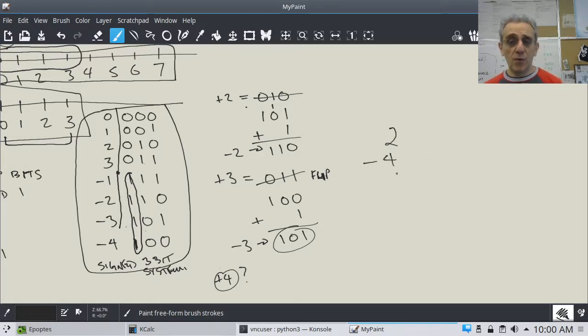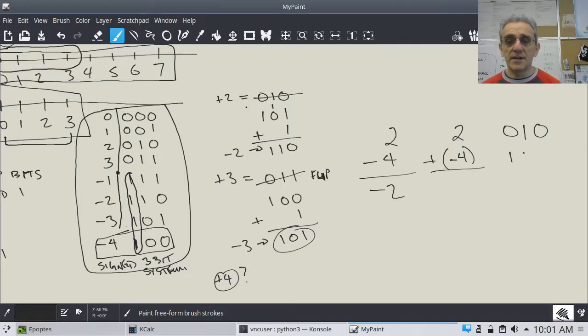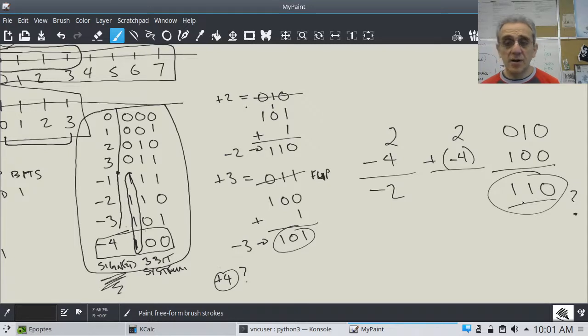So the way we would do 2 minus 4, now we know what the answer is, right? In terms of a decimal number, that's going to be negative 2. But let's actually try it with the math. This is equal to 2 plus a negative 4. What's a 2? A 2 is 0, 1, 0. What's a negative 4? We come down here and there's our negative 4. It's 1, 0, 0. Now, if you add them together, look what I'm going to get: 1, 1, 0. Remember, this is a signed system. So what is that? Let's go over here and you'll see that, lo and behold, it's a negative 2. So it's correct.